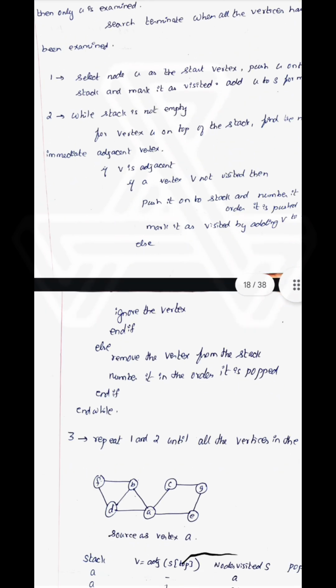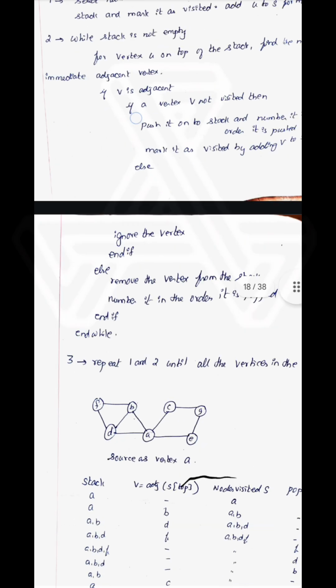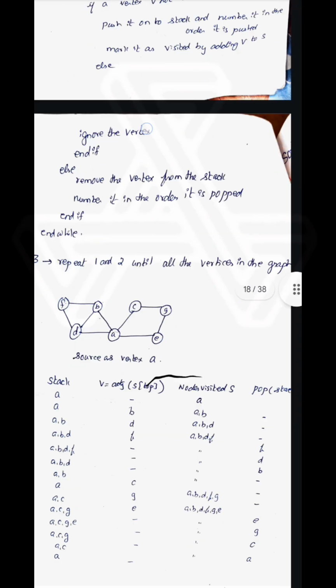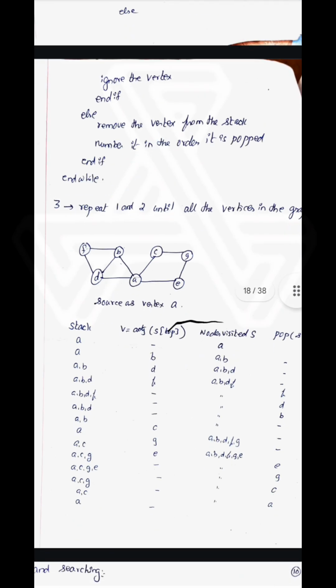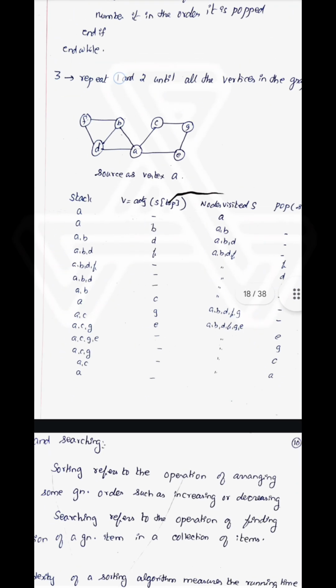If V is adjacent, and if vertex V is not visited, then push it onto the stack and number it in the order it is pushed. Mark it as visited by adding V to S, else ignore the vertex, and else remove the vertex from the stack and number it in the order it is popped. End if, end while. Step 3: repeat 1 and 2 until all the vertices in the graph are covered.